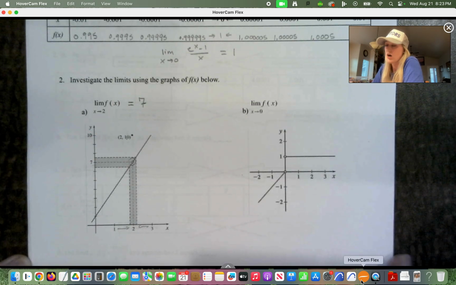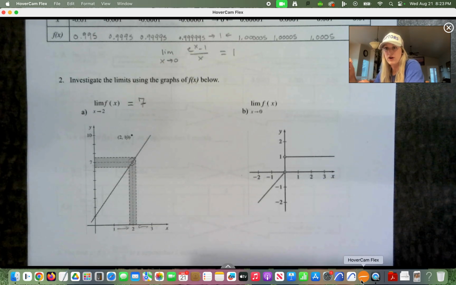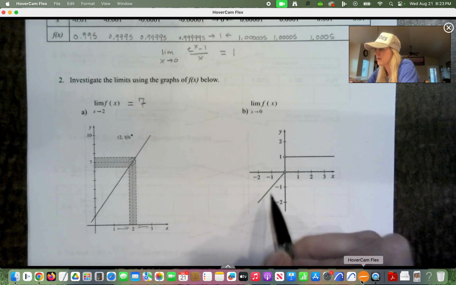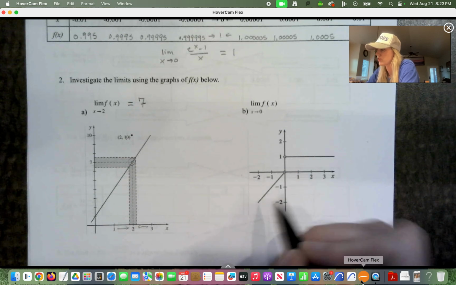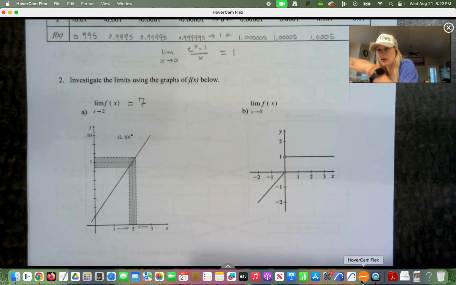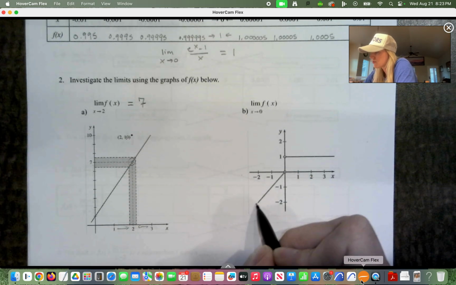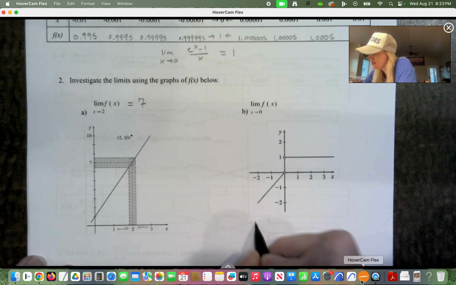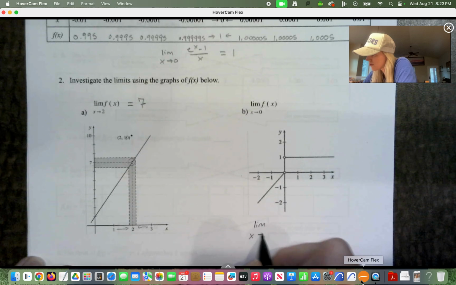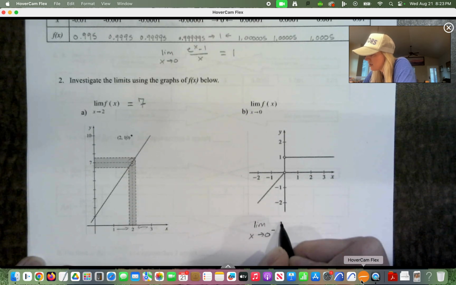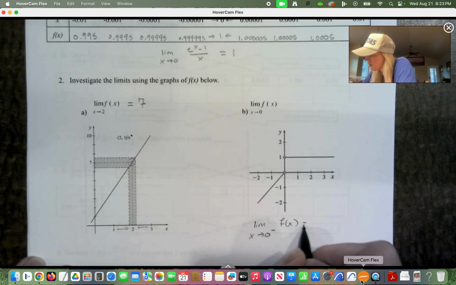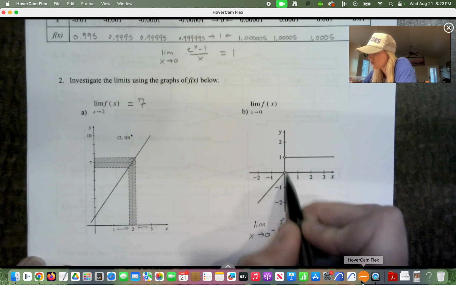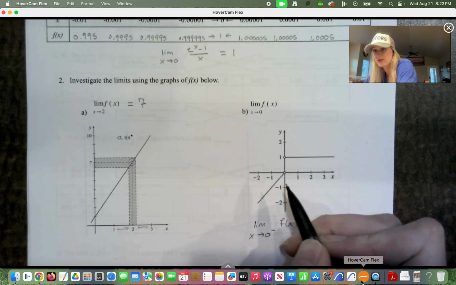Okay? All right, this one, I have a break in my graph here. So when this happens, and I'm looking as x approaches 0, because there's a break, I'm going to look at it from the left and from the right. From the left side, my y values are approaching 0. So I'm going to write the limit as x approaches 0 from the left of f of x is 0, right? My y values are getting closer and closer to 0. It doesn't hit 0 exactly because there's a hole there.